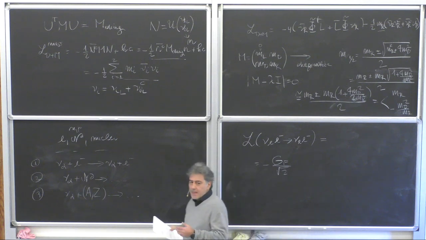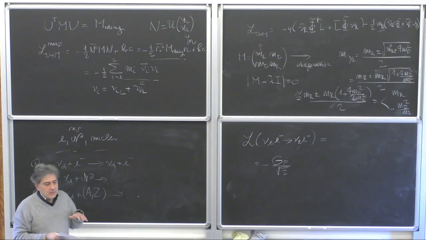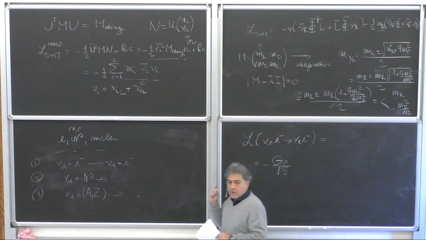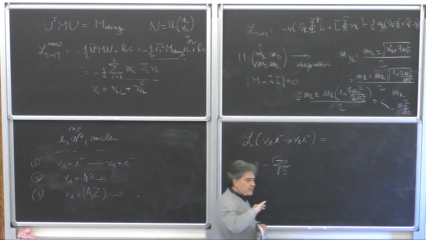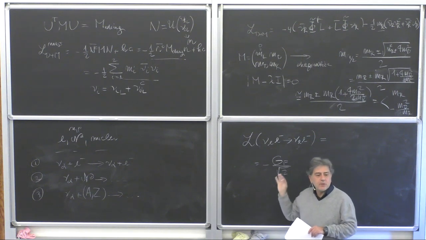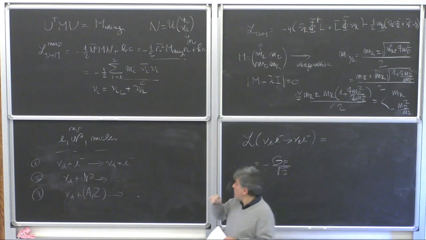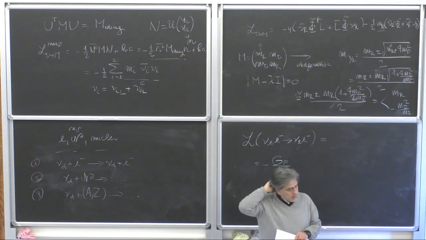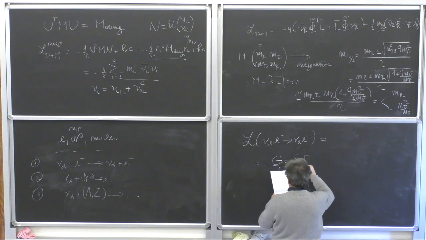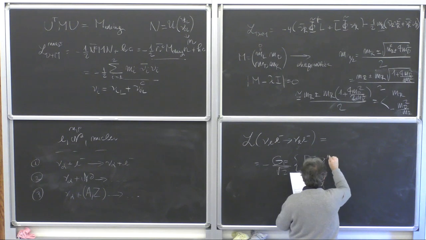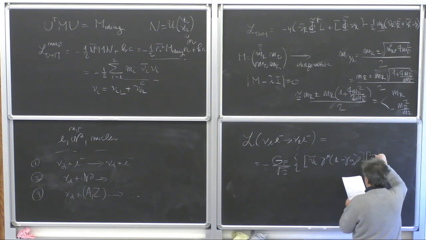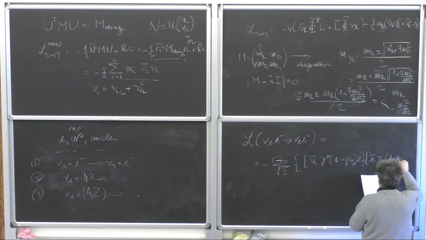If you consider energies lower than the W and Z mass, into the propagator of the bosons you can neglect the momentum with respect to the mass, and you get the four fermion interaction, where the term coming from g and from the W or Z mass is absorbed into the Fermi constant. And you will have two terms here: nu e bar gamma mu (1 minus gamma 5) e times e bar gamma mu (1 minus gamma 5) nu e.